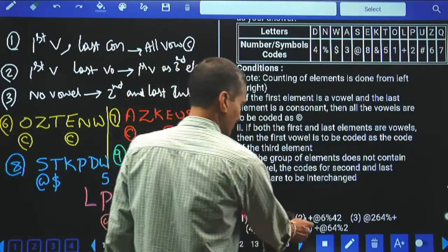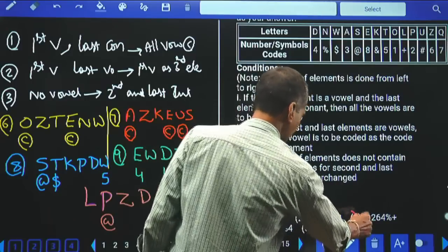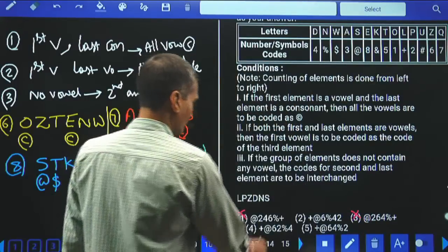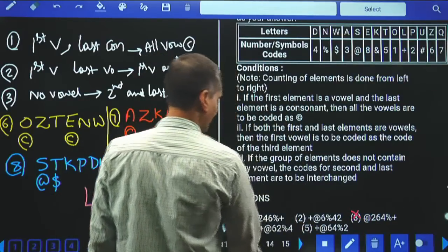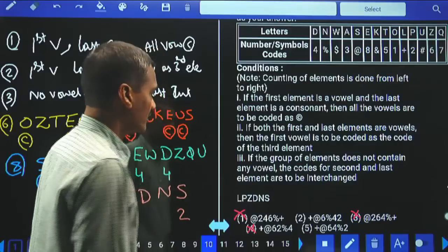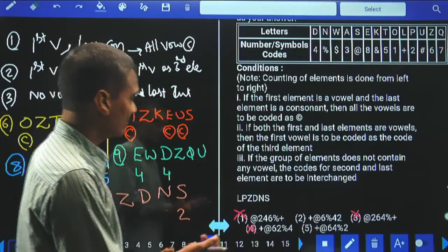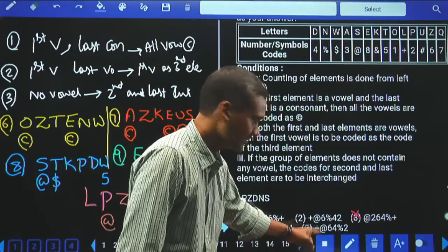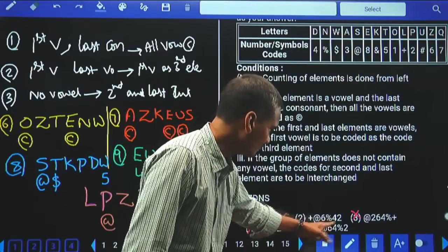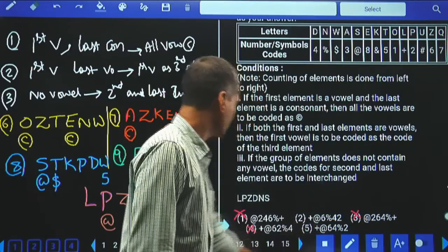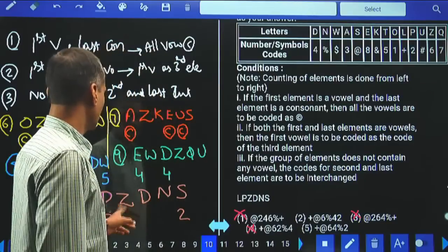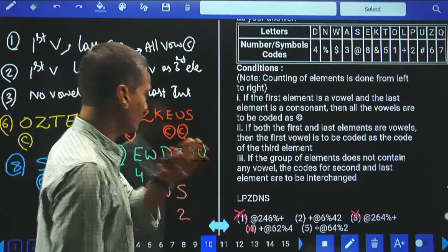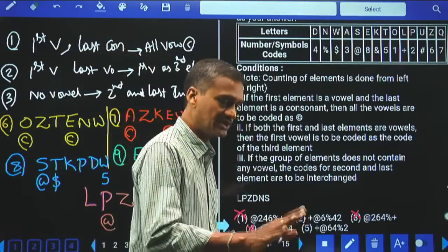First one is ruled out. S, 2 is valid. The third element is ruled out, isn't it? Then the fourth is ruled out. Fifth one. Now we are left with 2 and 5. Between these two, compare. The first element is the same, the second is the same, the third is the same, the fourth one is different. What is the fourth one here? D. What is the code for this D? 4. Hence at the fourth position we need to have 4.